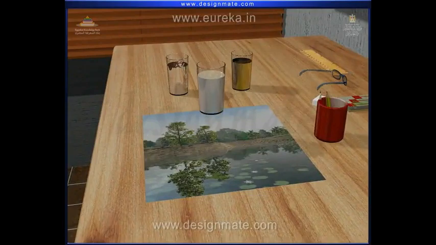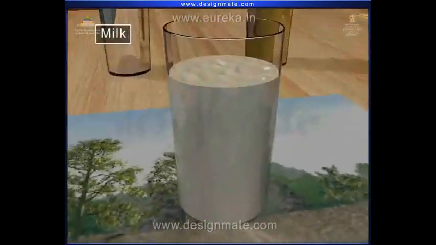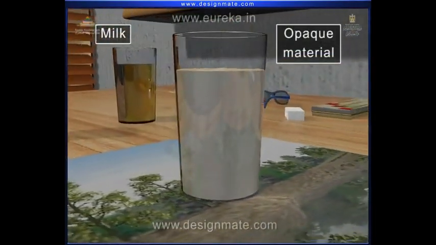Now place a glass filled with milk and try to see the picture kept below. You cannot see the picture. This proves that milk is an opaque material.